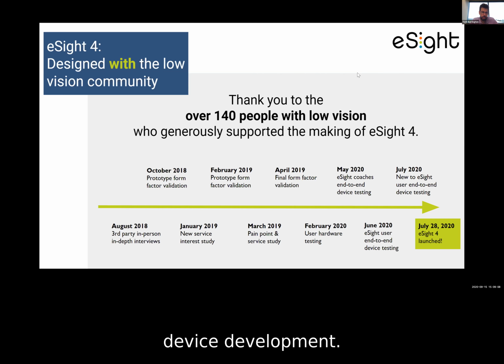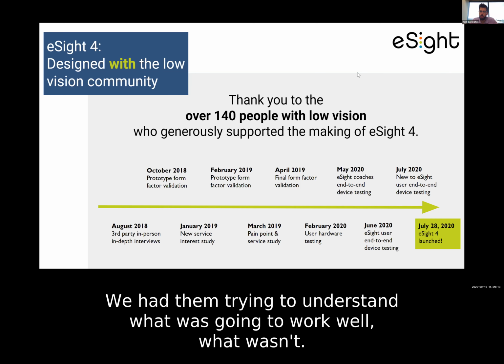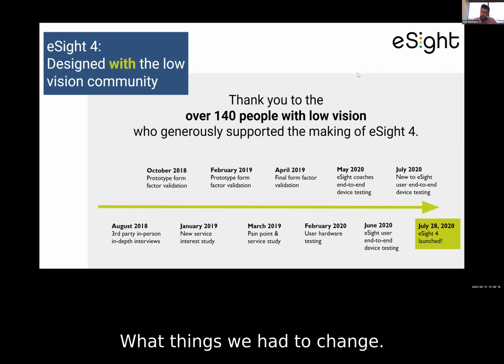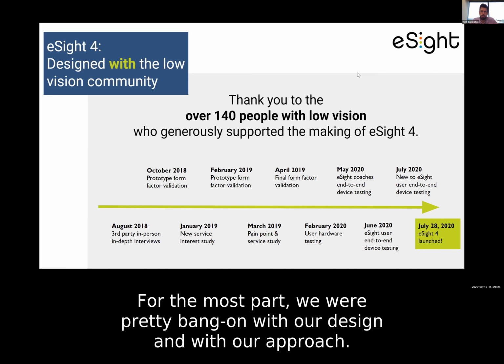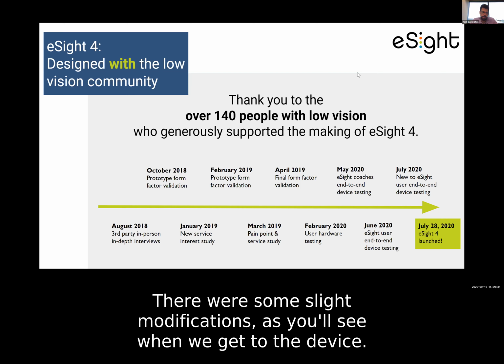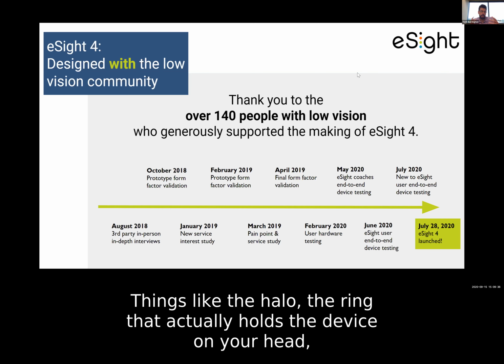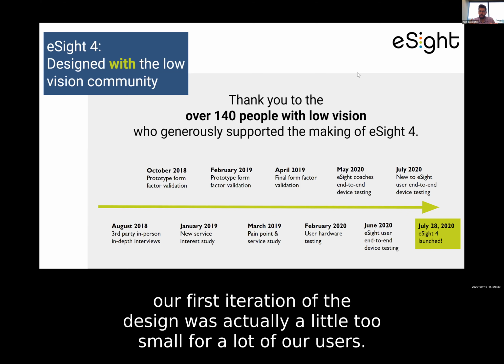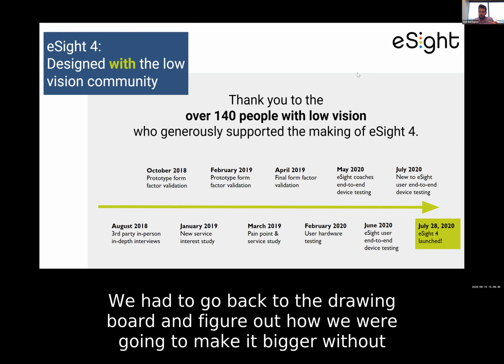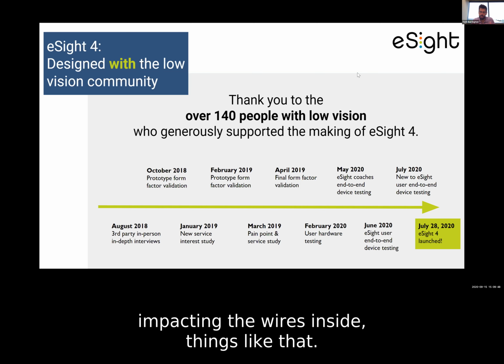And so we went out to our users though, and we had them using it, we had them putting it on, we had them trying it, we had them understanding what was going to work well, what wasn't, what things we had to change. And that's where we went back to the drawing board on a couple of things. We modified some things. For the most part, we were pretty bang on with our design and with our approach. There were some slight modifications, as you'll see when we get to the device, things like the halo, the ring that actually holds the device on your head. Our first iteration of the design was actually a little too small for a lot of our users, and we had to go back to the drawing board and figure out how we were going to make it bigger without impacting the wires inside and things like that.